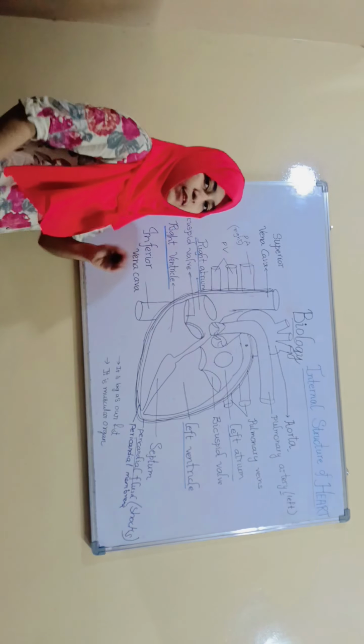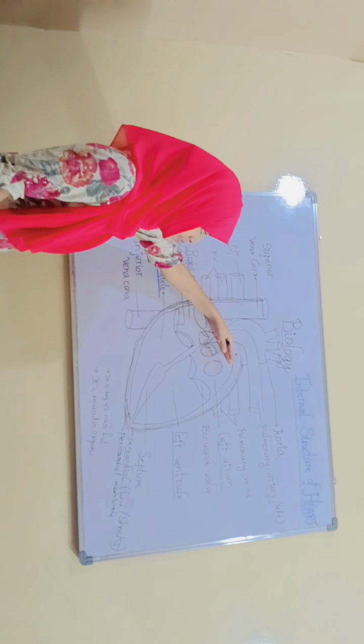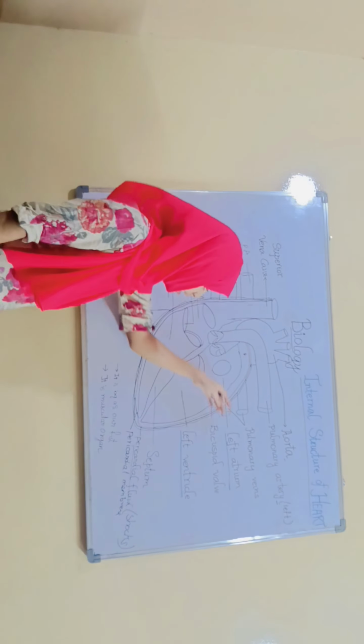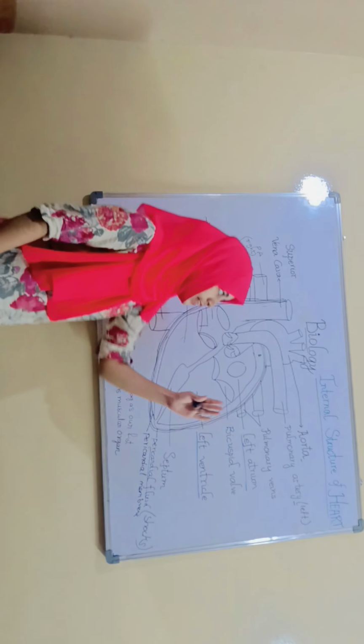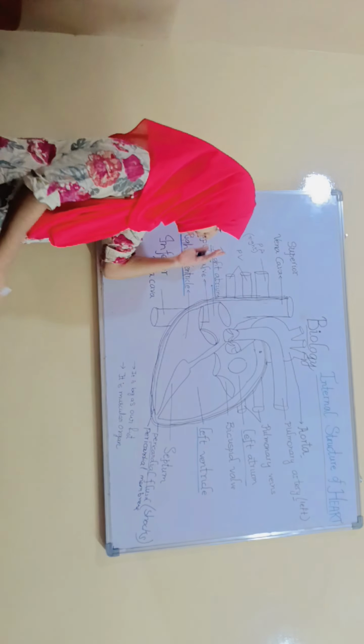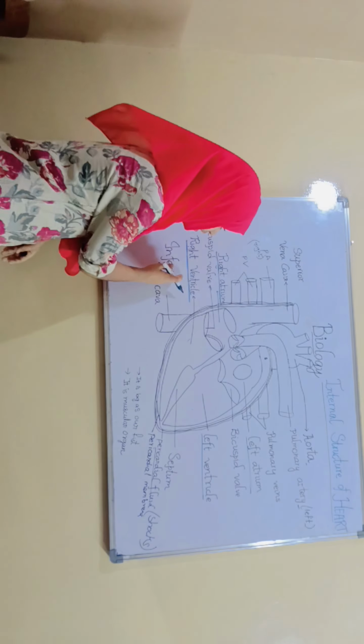In the heart we have four chambers. The two upper ones are called atrium or auricle and the lower ones are called ventricle. This is left atrium, right atrium, left ventricle and right ventricle.